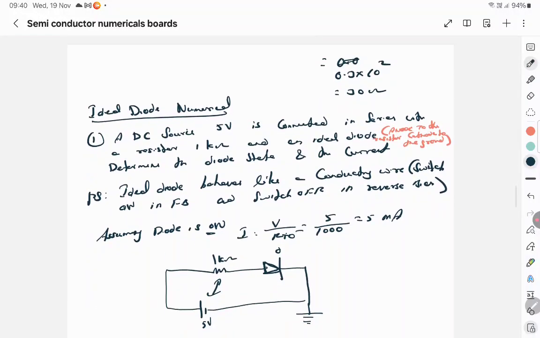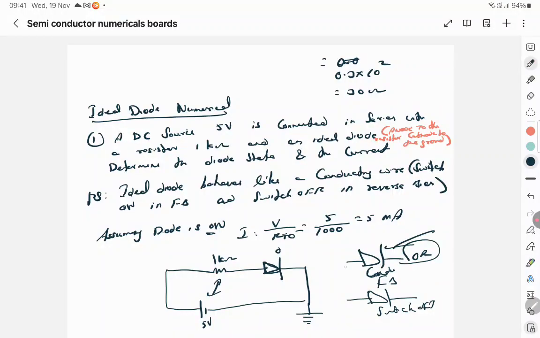An ideal diode. You should understand that an ideal diode is one which behaves like a conducting wire in the forward bias mode, and like a switch off in the reverse bias mode. In reverse bias, the current will not flow, it will behave like a switch off. Forward bias will behave like a conductor, ideal diode. Because an ideal diode has got zero resistance, which means it can allow infinite current to pass through. So it behaves like a conductor.